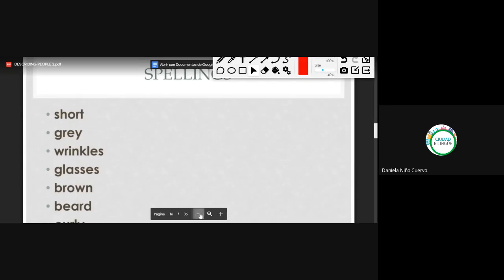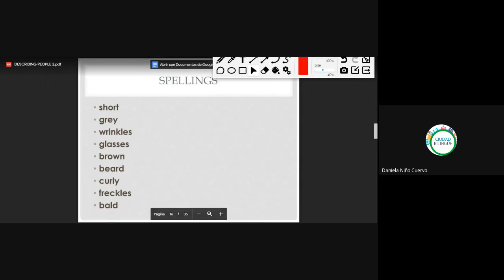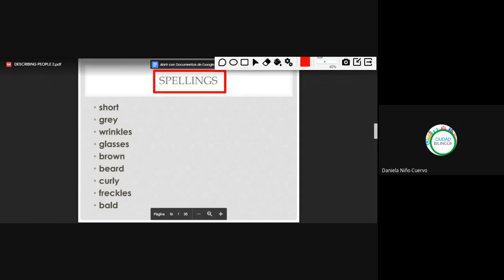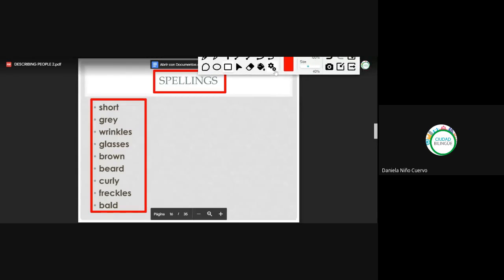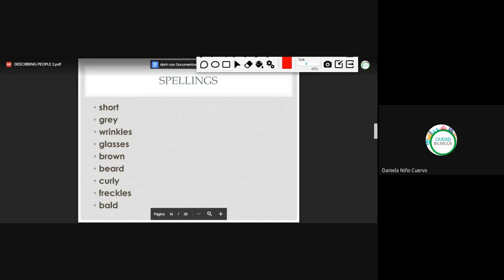So how do we spell these words? Spellings. Short, gray, wrinkles, glasses, brown, bird, curly, freckles, bald. Here we have, wait a second. Spelling se refiere a cómo escribimos estas palabras. Yes, a cómo las escribimos. Pero también a cómo las pronunciamos. So, I need a volunteer to pronounce these words over here. A volunteer, please, to read the words.